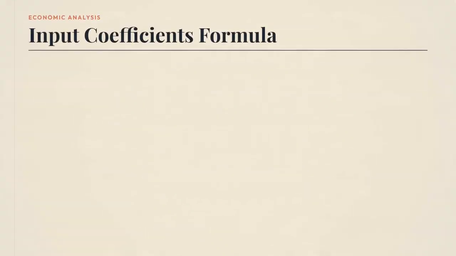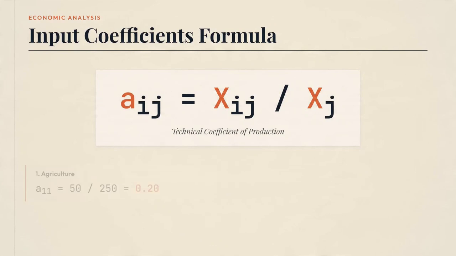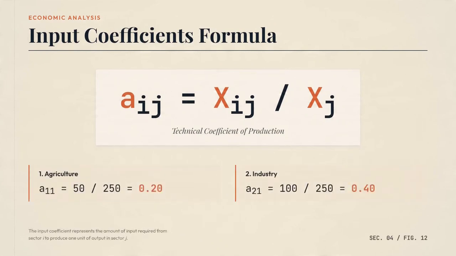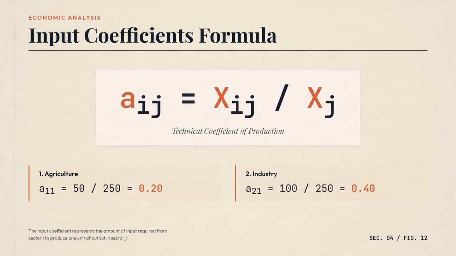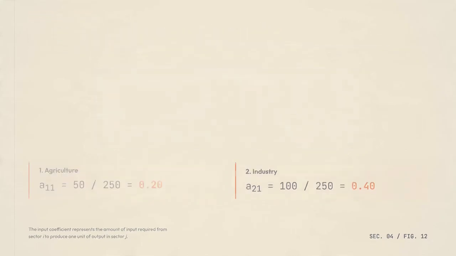To make this table useful for planning, we calculate technical coefficients. The coefficient a_ij represents the amount of sector i's output required to produce 1 unit of sector j's output. For example, to produce 1 unit of industrial output in Nigeria, we require 0.30 from agriculture and 0.50 from industry itself. These recipes tell us how resources flow through the system.